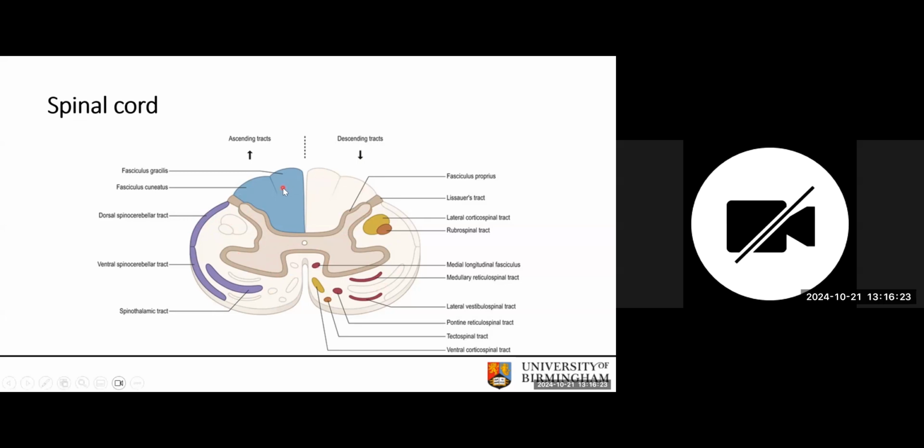Now, does anyone know what is gray matter? If anyone can unmute and tell me, what is gray matter? Unmyelinated neurons. So that is white matter. That is perfect. So that is what I'm trying to look for.